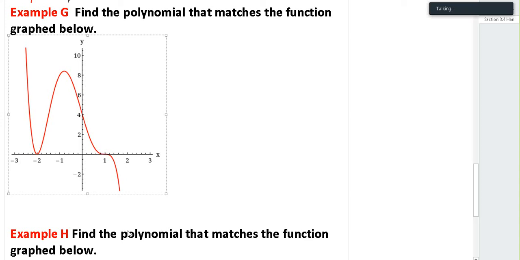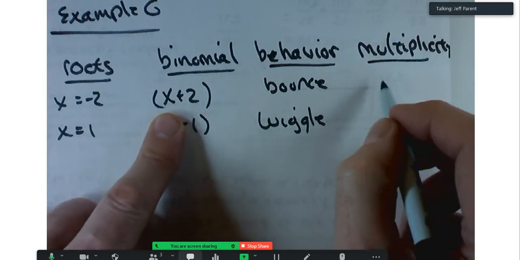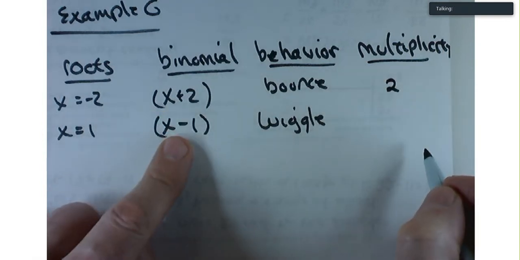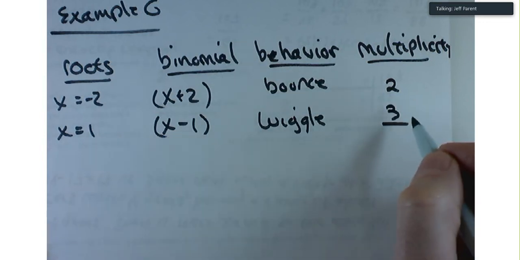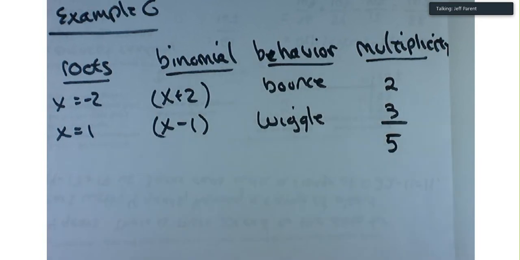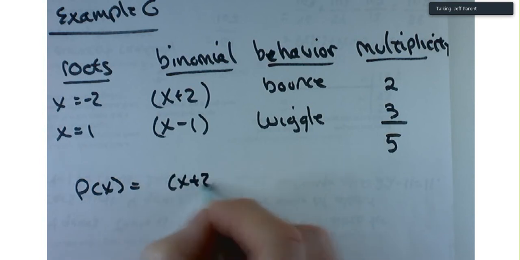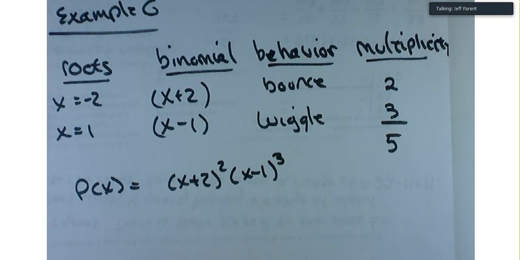All right, so we got that. Now the smallest number that creates a bounce in terms of a multiplicity would be a 2. What's the smallest number that would create a wiggle? 3. So that gives us a degree 5 polynomial. That's looking okay. So P of x would equal (x + 2)^2 times (x - 1)^3. If you graph that, you'd be disappointed. It wouldn't quite fit. It'd be off by a little bit.